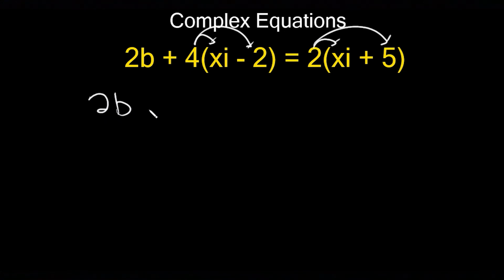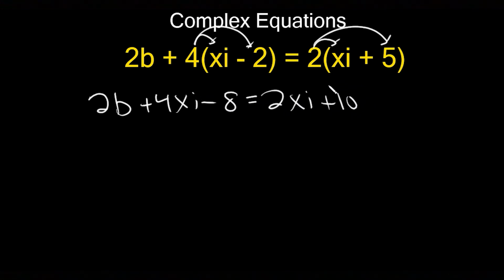2b, and then plus 4xi, and then negative 8, equal to 2xi, and then plus 10. So let's set up our real equation first. Looking to the left, I have a 2b and a negative 8. So I'm going to go ahead and write 2b and then minus 8, equal to, looking on the right-hand side, I have plus 10. So I'm going to go ahead and write plus 10. So there's my real equation.